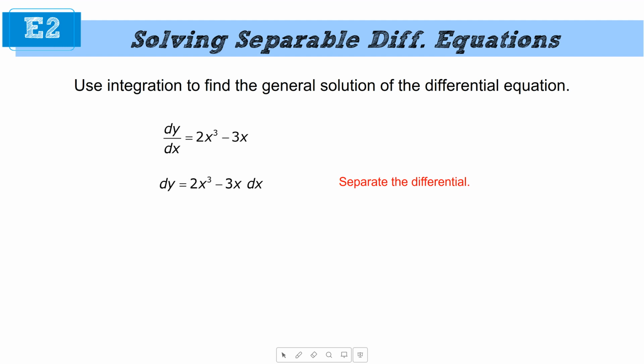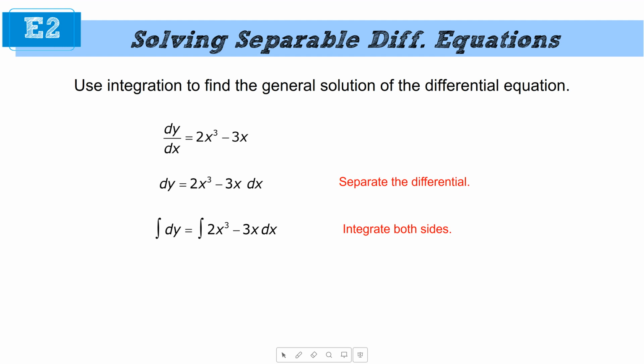And that seems kind of silly. Why do you have to do that? I'll explain why later. Just bear with me. All the y stuff on the left, all the x stuff on the right. How do you get rid of a dx? Yeah, take the antiderivative of both sides of the equation. That's legal.